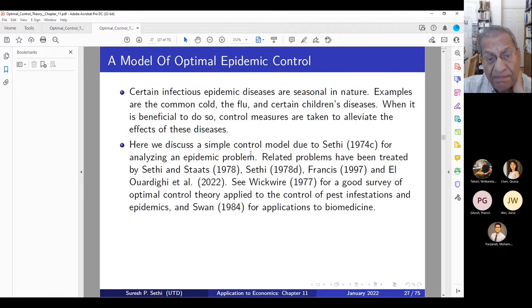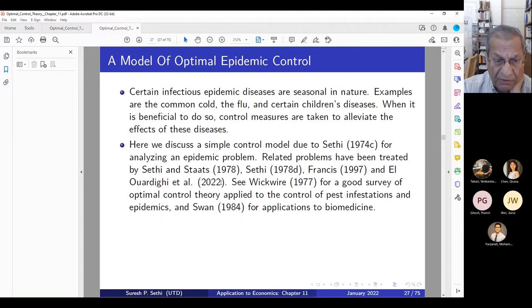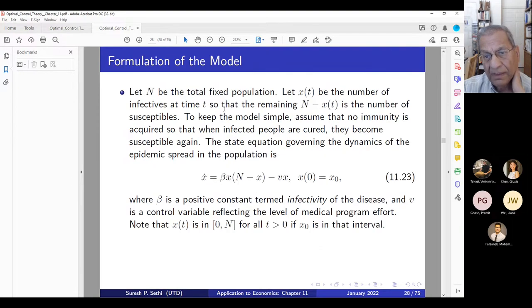But this is a very simple version of a pandemic. In the simple version, we assume N to be a fixed population. We assume no death in this model, or the deaths are minimal, so we can ignore them. This could be a flu where a lot of people die, but proportionally not so many as with COVID. In our model in 2020, we do allow for death. So x(t) is the number of infected at time t, so the remaining N minus x(t) is the number of susceptibles.